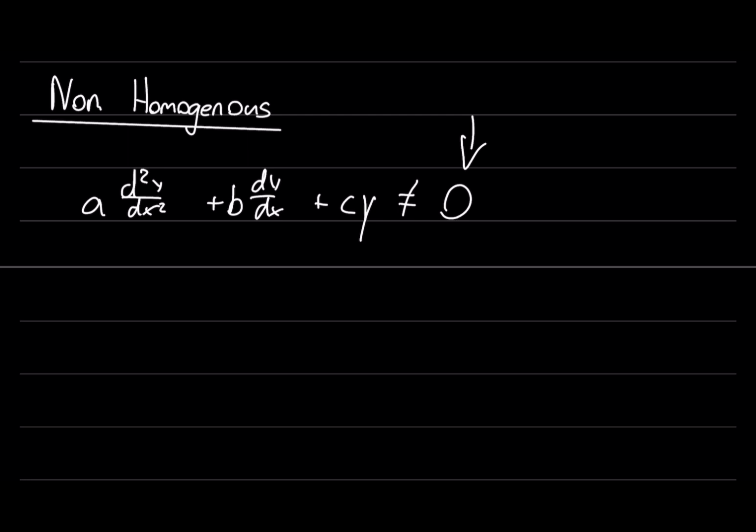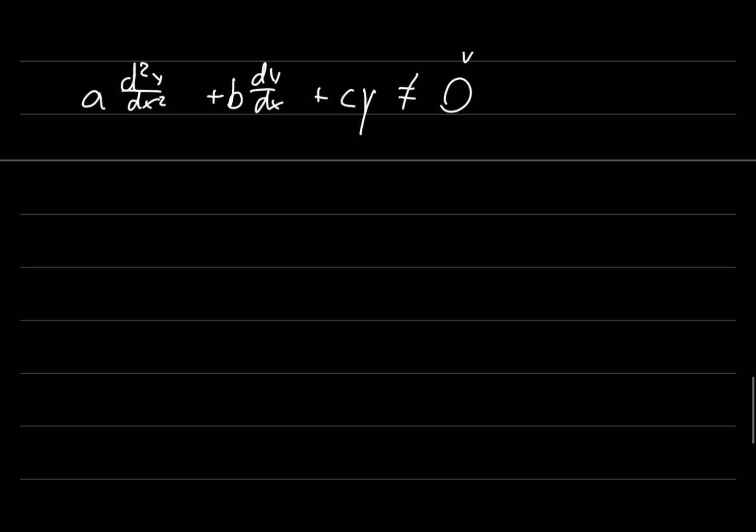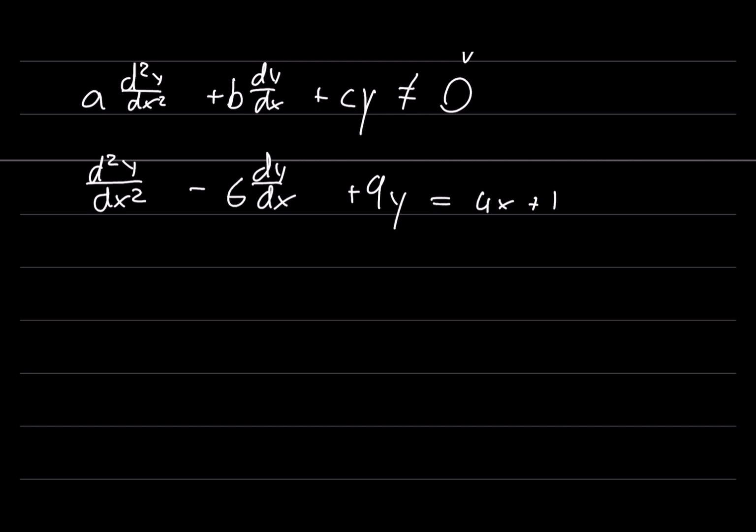So let's try when the right hand side is a polynomial, okay? So we're going to have d squared y by dx squared minus 6 dy by dx plus 9y is equal to 4x plus 1. So how will you go about solving this?